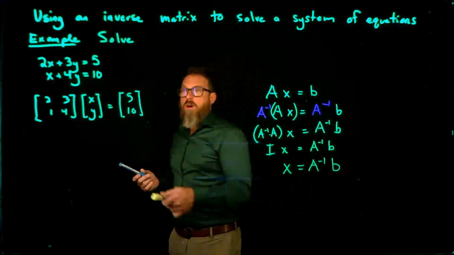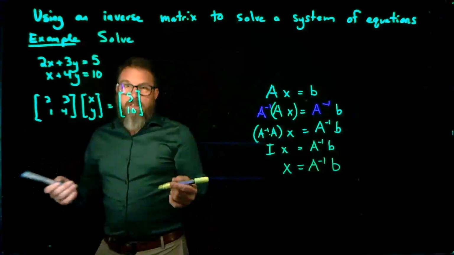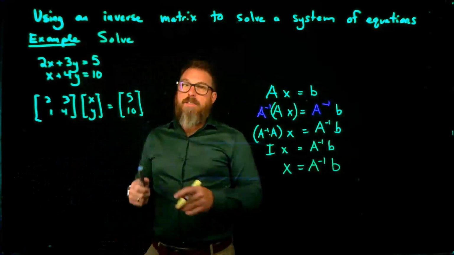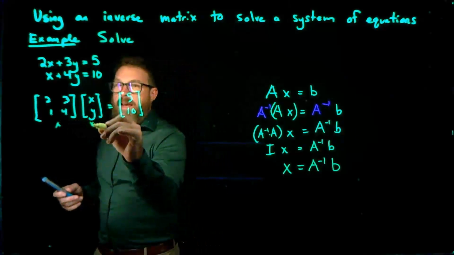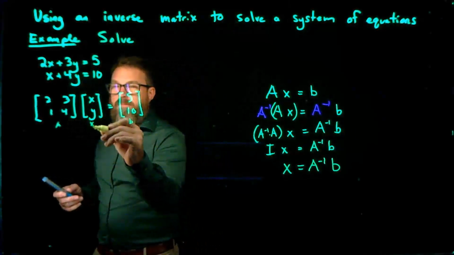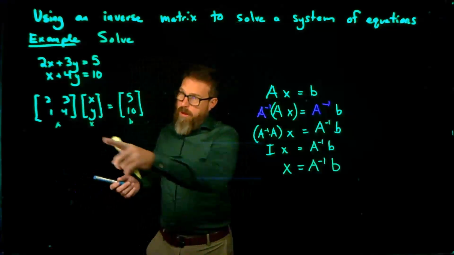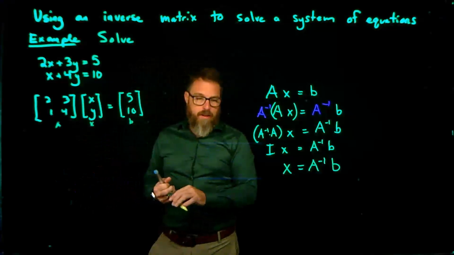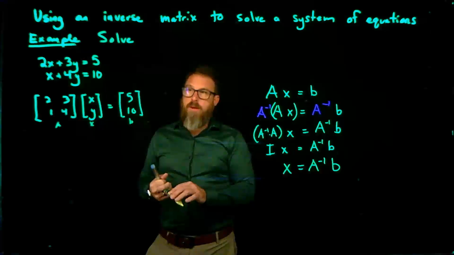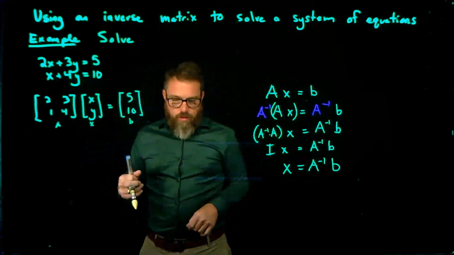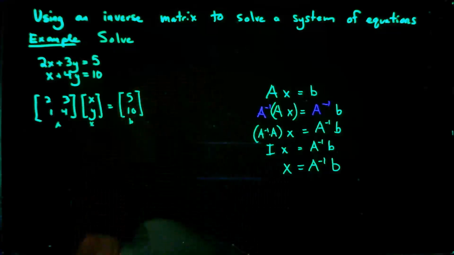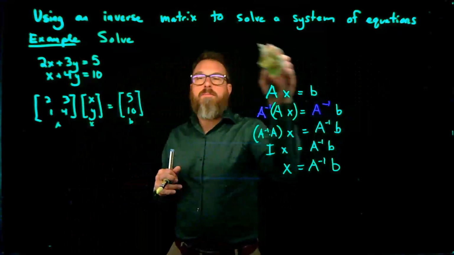So if I want to solve for this, I just need to multiply on the left-hand side by its inverse. This being A, this being X, and this being B. So what I'm going to do is find A inverse by hand, and then we're going to multiply the left-hand side of both and really show this property. So let's find its inverse.